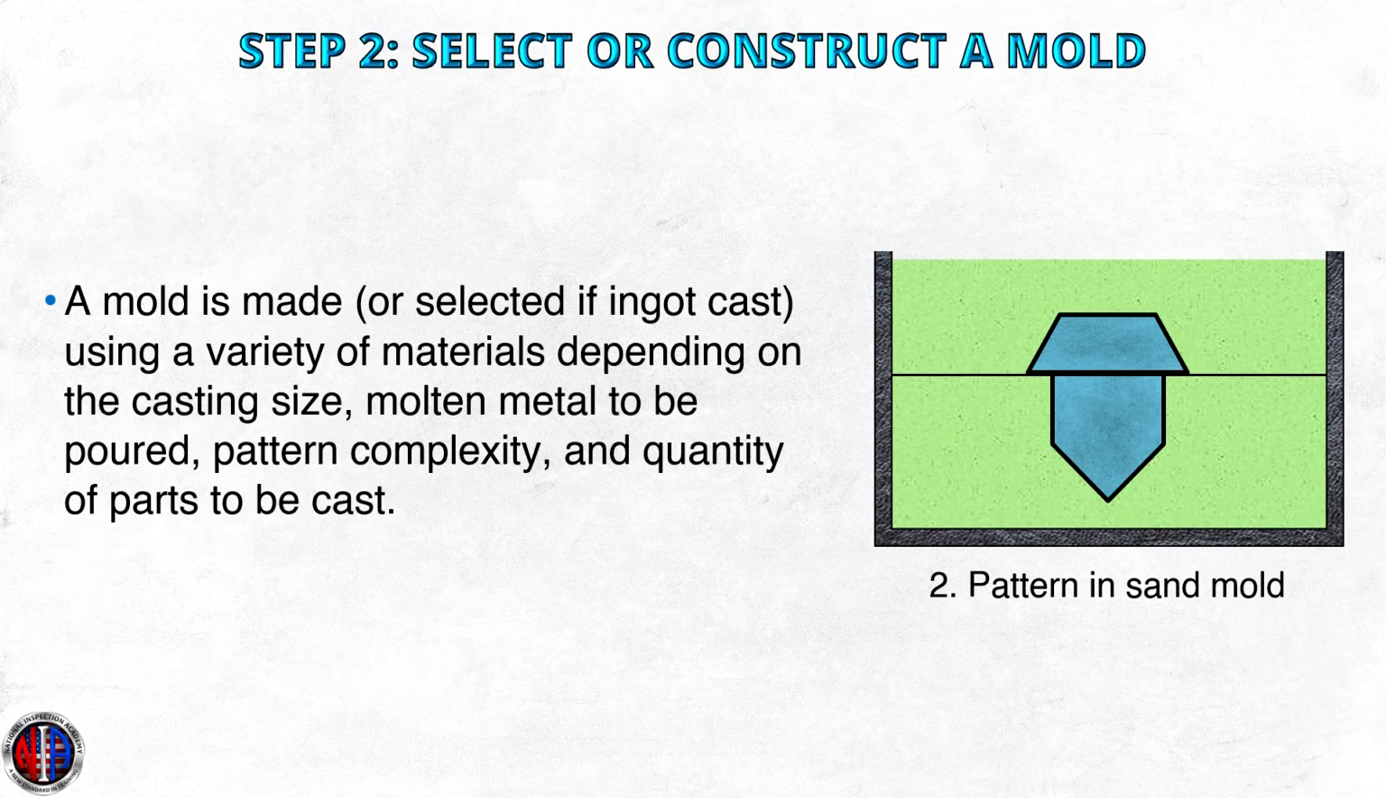Step 2. Select or construct a mold. A mold is made, or selected if ingot cast, using a variety of materials depending on the casting size, molten metal to be poured, pattern complexity, and quality of parts to be cast.